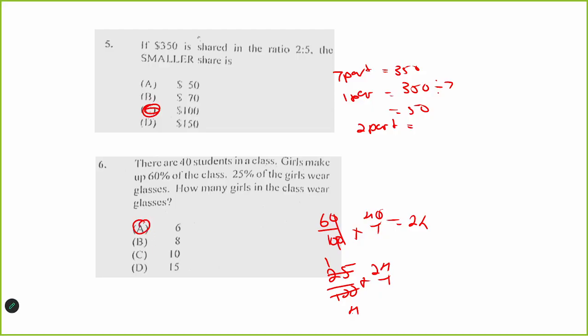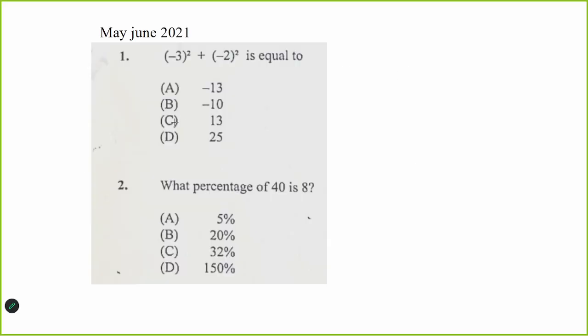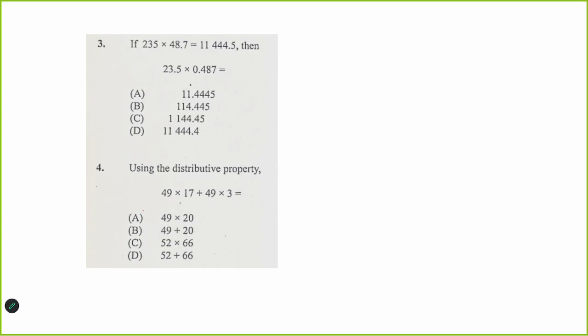So the answer for 6 is 6. Then we're finished with January 2022. Let's look at May, June 2021. Repeated question, that's 13. Repeated question, 8 over 40 times 100, that's 20%.